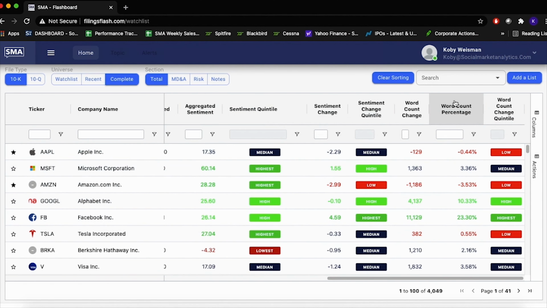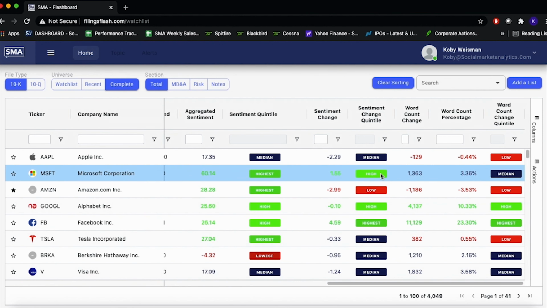All of these metrics are quintiled across the entire universe and categorized by lowest, low, median, high, or highest. Lowest means that the value is between the 0th and 20th percentile, whereas highest means the factor was in the 80th to 100th percentile when compared across the entire universe. So for instance, Microsoft's sentiment is in the 80th to 100th percentile, and their change in sentiment was in the 60th to 80th percentile. These quintiles are put in place to see how this value compares across the rest of the universe.